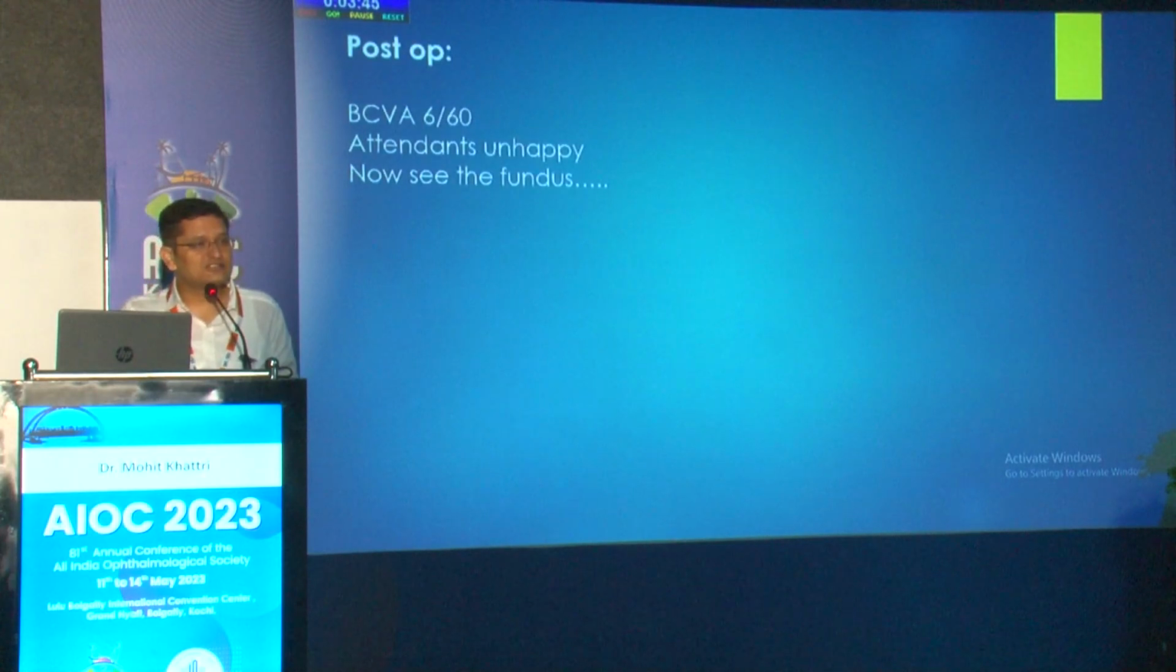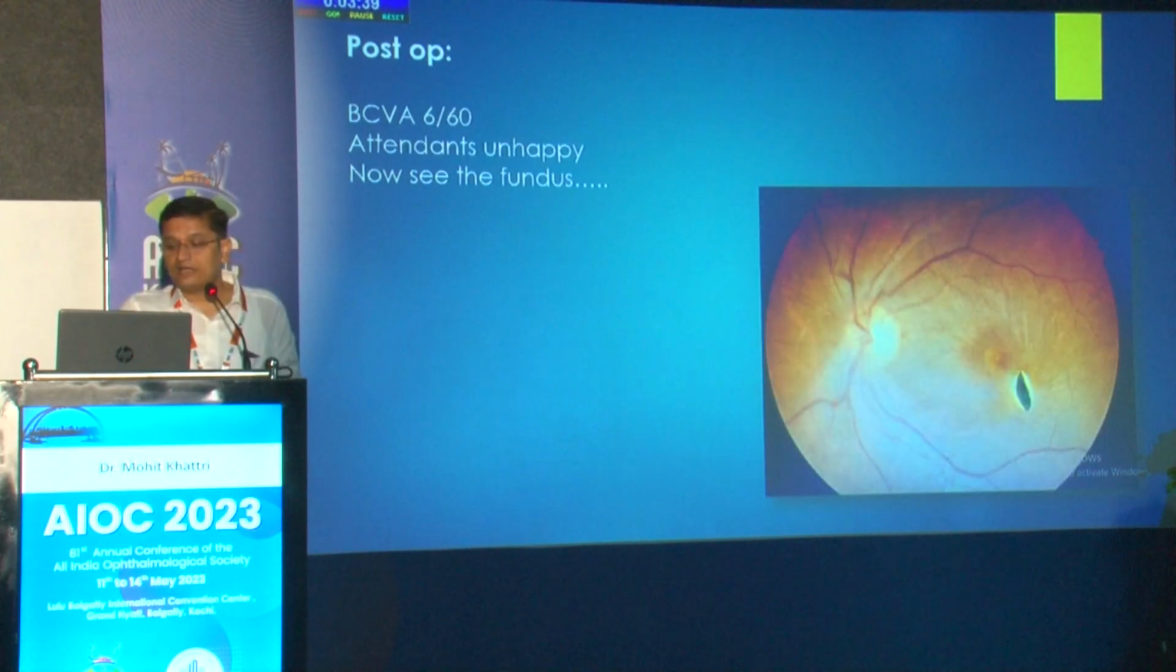Patient vision was 6/60. Attendants were again howling and shouting and blaming and everything, whatever they knew. And see this. There is a foreign body just near the macula. And my retina colleague also pulled my collar. Why did you place this IOL? Now from where will I get it out? But at that time I committed to the IOL. So I have put it.